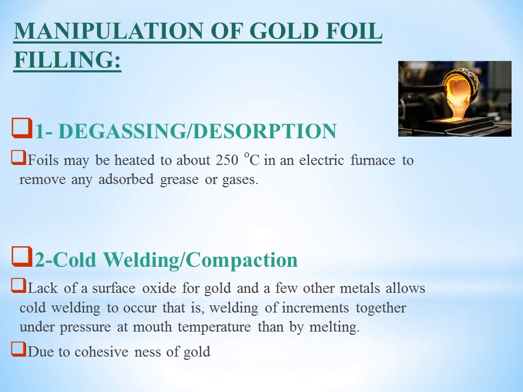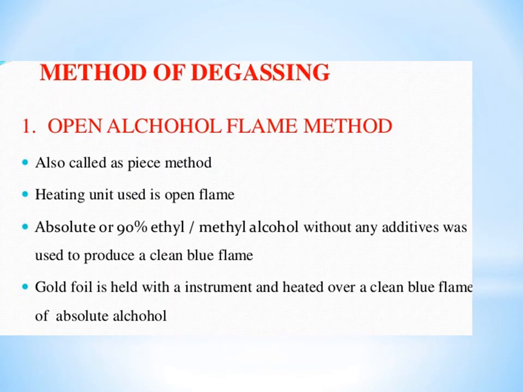This is due to the cohesiveness of gold that the foils tend to cohere to each other, and we can build them up incrementally just by applying pressure at the mouth temperature without any form of external heat source. So there are basically two steps: degassing and cold welding or compaction. Now there are various methods of degassing or desorption.